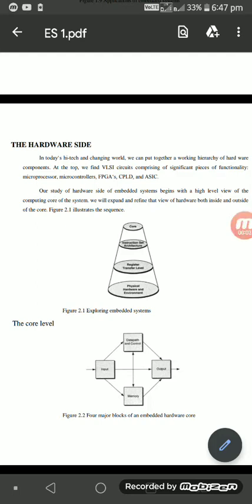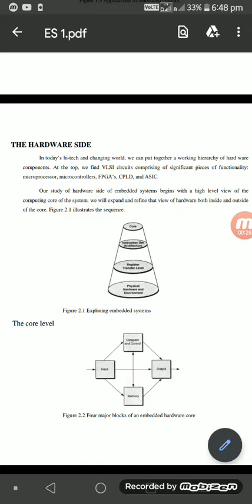Next, coming to the second unit, embedded hardware design. Embedded hardware design has a few topics. Its main topics: first one, analog electronic components, analog and digital. And next one, we have to convert it.